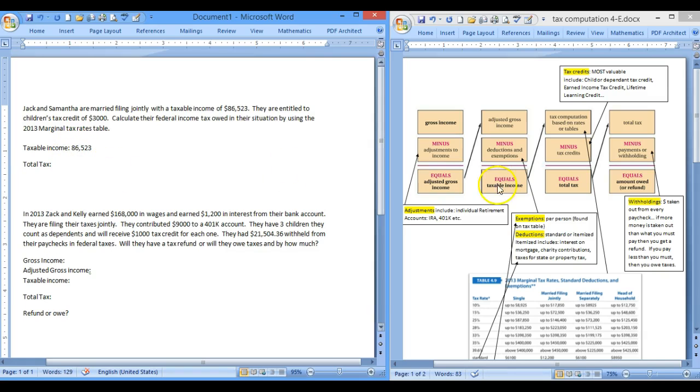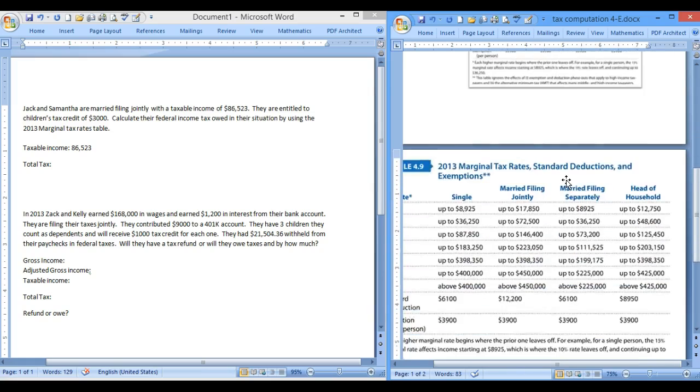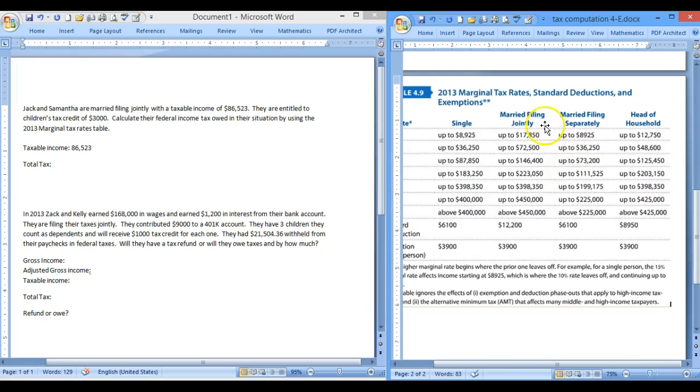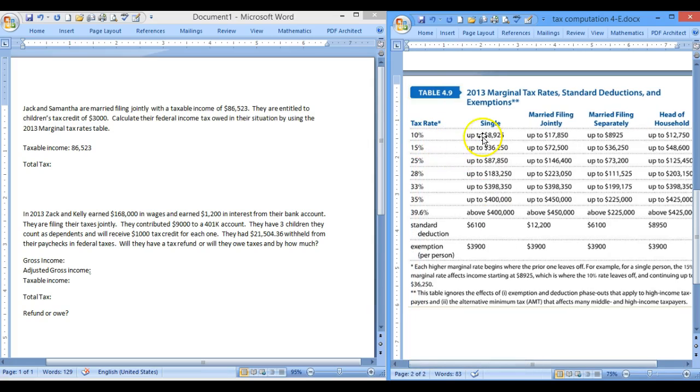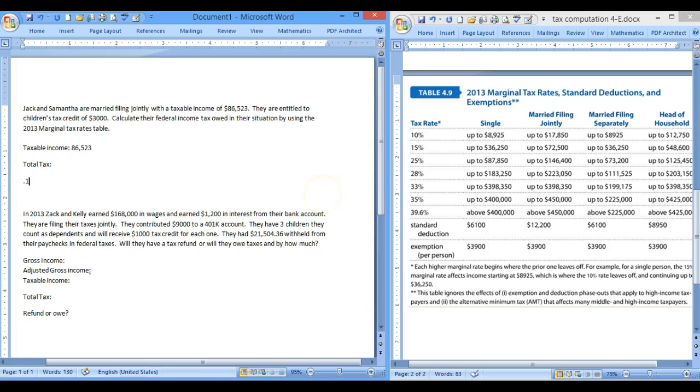So we're going to use the tax table here. We're doing married filing jointly. 10% at $17,850 up to that, and they've earned more than that, so we'll do 0.1 times, and I'm going to do a times sign here because I'm going to copy this into Excel and it'll calculate it for me, which is really nice. So we've earned more than this $17,850, so we'll put that down.